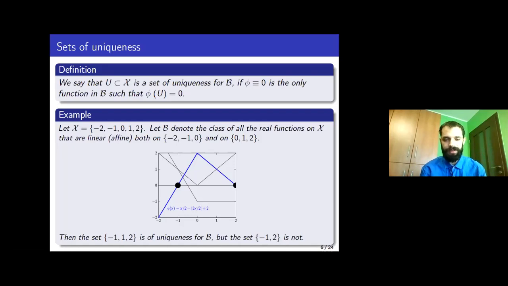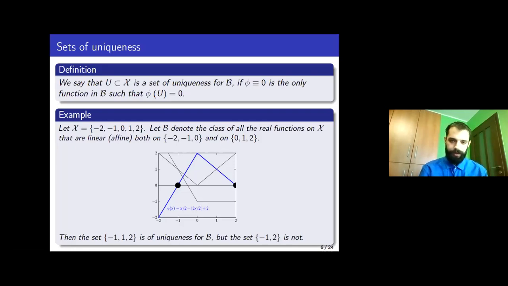So we know that the function vanishes on 1 and 2. Therefore, if the function is linear on 0, 1, and 2, then it also vanishes on 0. So if we know that the function vanishes on 0 and minus 1, from the similar condition on the non-positive half axis, it must vanish on minus 2 also. So the function is equal to 0. So the set minus 1, 1, and 2 is a set of uniqueness for the class B.